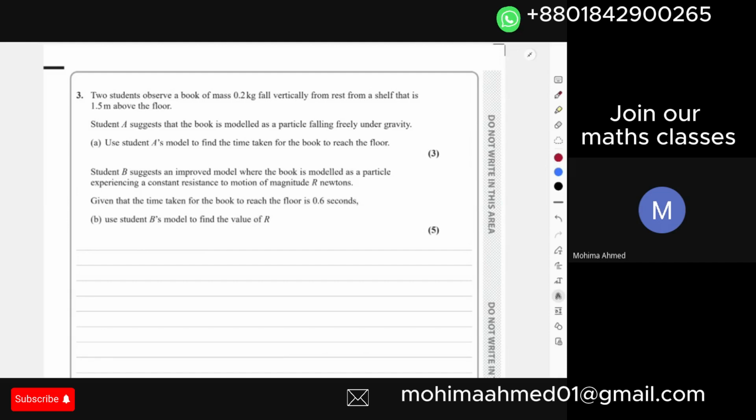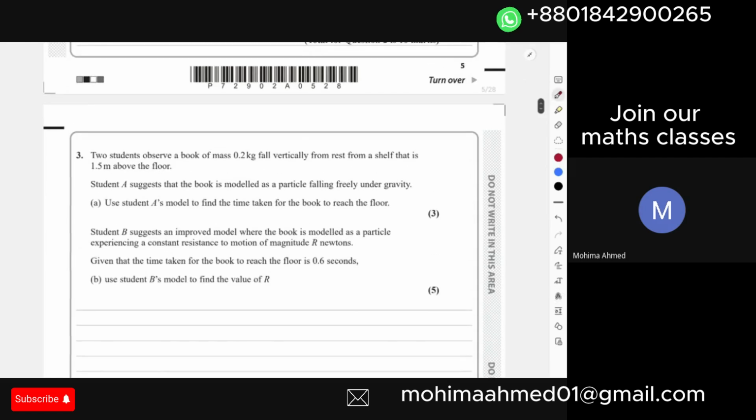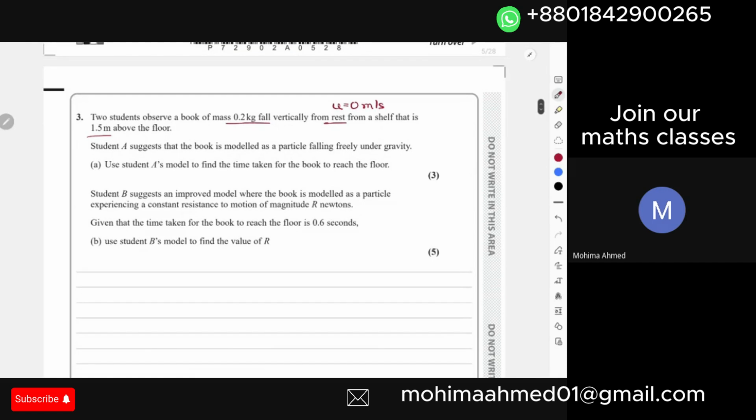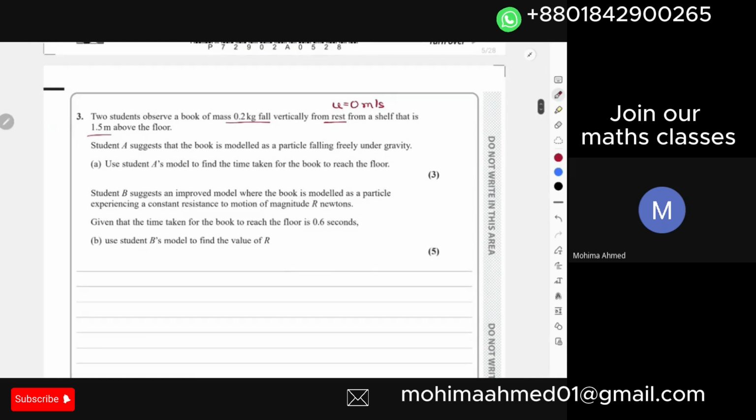This one says two students observe a book of mass 0.2 kg fall vertically from rest from a shelf that is 1.5 meters above the ground. Okay, so two students observe a book of mass 0.2 kg fall vertically from rest from a shelf that is 1.5 meter above the ground. Student A suggests that the book is modeled as a particle falling freely under gravity. Use student A's model to find the time taken for the book to reach the floor.